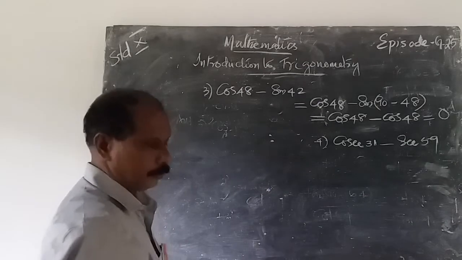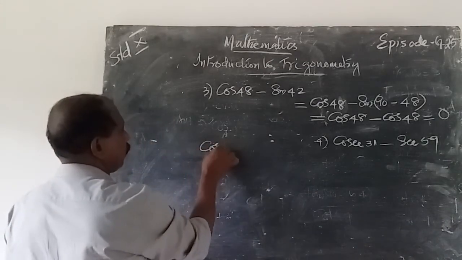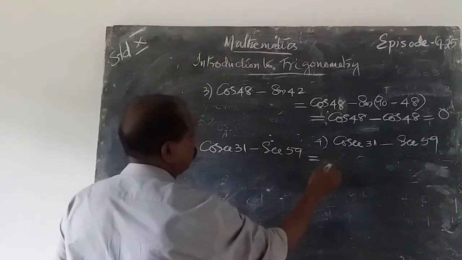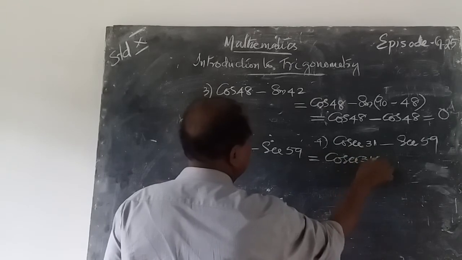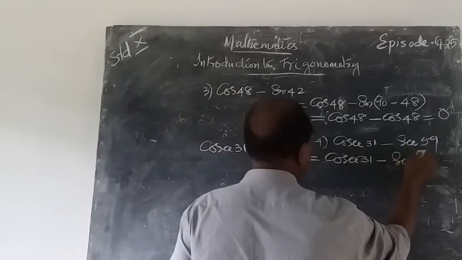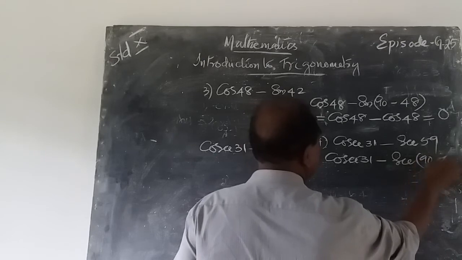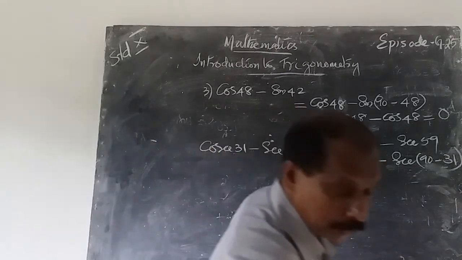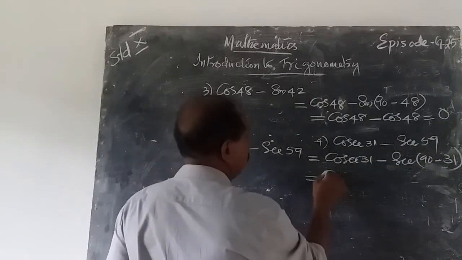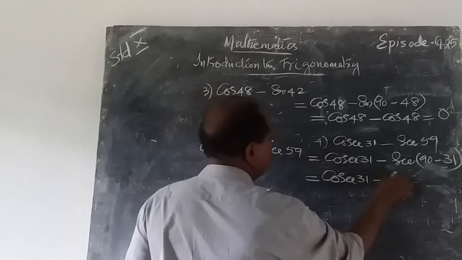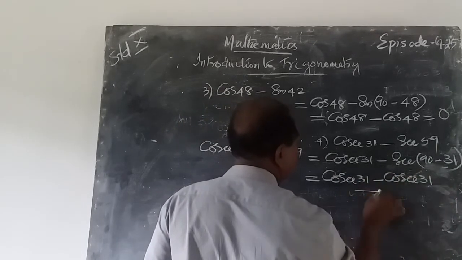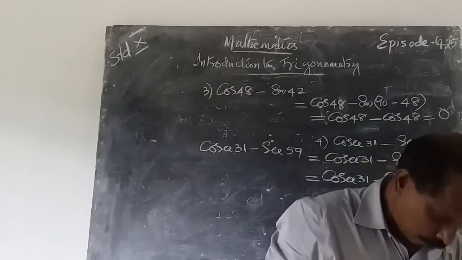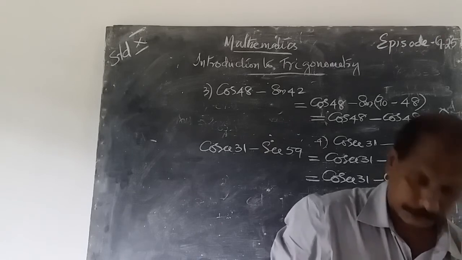Then the fourth question: cosec 31 minus sec 59 is equal to cosec 31 minus sec 90 minus 31, that is 59. Sec 90 minus theta is cosec theta. So it is cosec 31 minus cosec 31. The answer is 0. That is the answer of the fourth question.